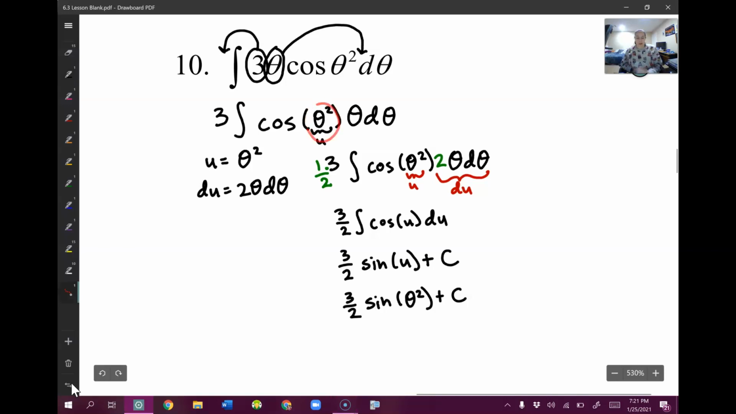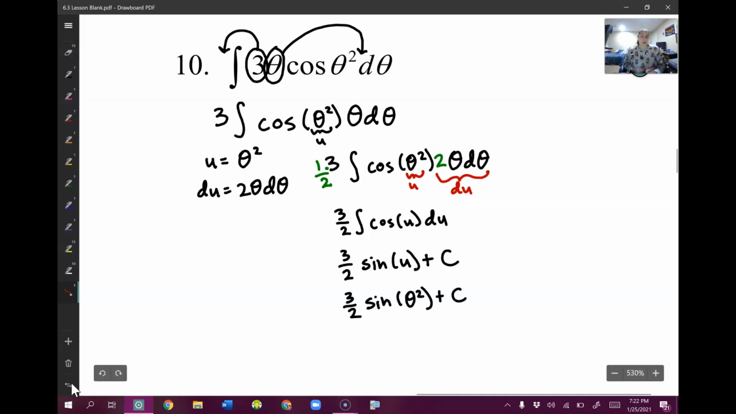So this is our inside, that's going to be our u: u is theta squared. Take the derivative of that, and I just already moved the d theta over. So now I'm going to start to rewrite things. I got my cosine of theta squared, my 3 on the outside. I noticed that I need a 2 right there to make my du match. So I put the 2 in there, put the 1/2 to balance it. So I've got 3/2 cosine of u du.